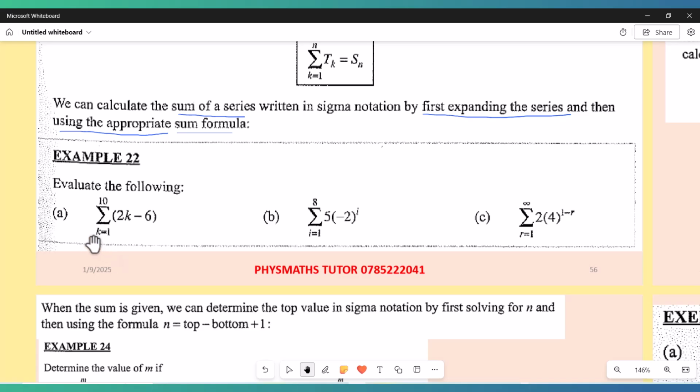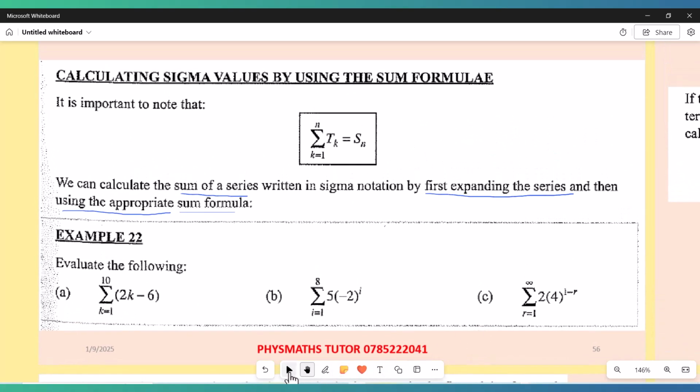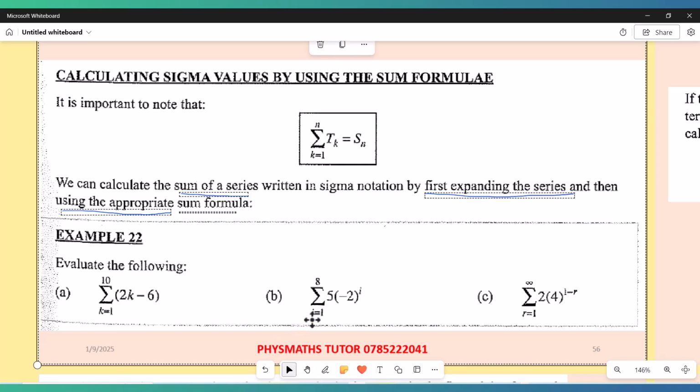We evaluate the following: the summation of 2k minus 6 from k equals 1 up to 10. Are we together? Let us do it together here and you see what I'm talking about. Do you have a question, sir? Yes, I have a question.